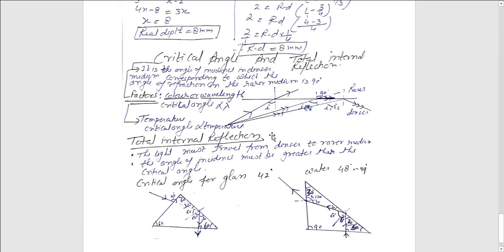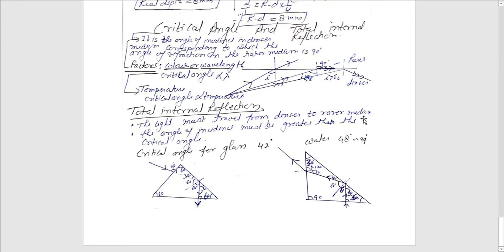Understood? Now the third ray incident over here. In this situation, the angle of incidence is greater than the critical angle. So the ray of light will reflect back in the same medium. This phenomenon is known as total internal reflection. So how can you define total internal reflection? It means when the ray of light travels from denser to rarer medium in such a way that the angle of incidence is greater than the critical angle, the total ray of light is reflected back in the same medium. This phenomenon is known as total internal reflection.